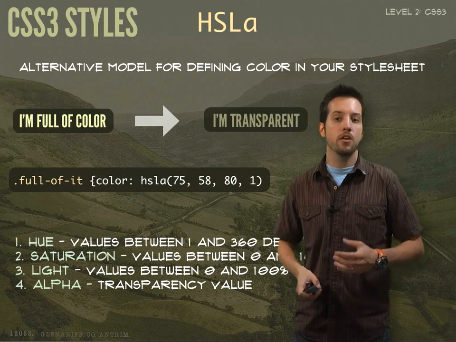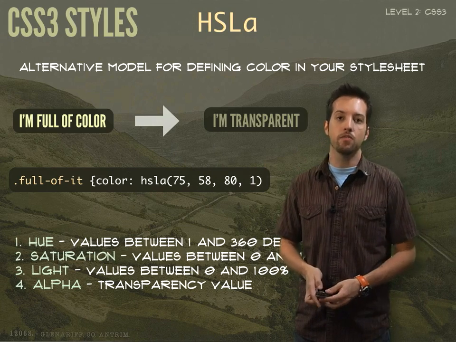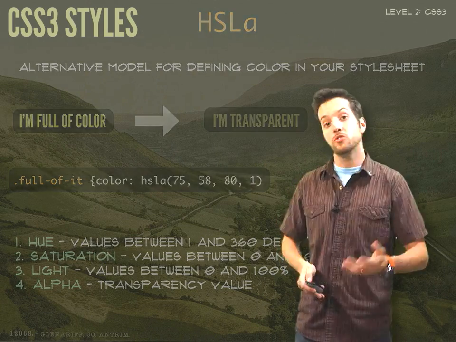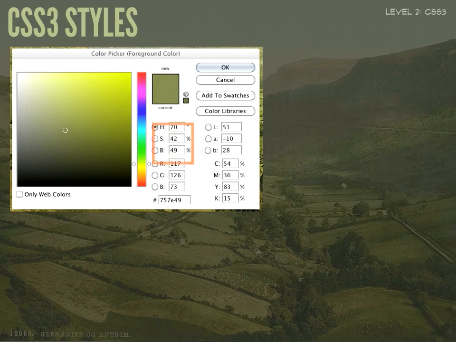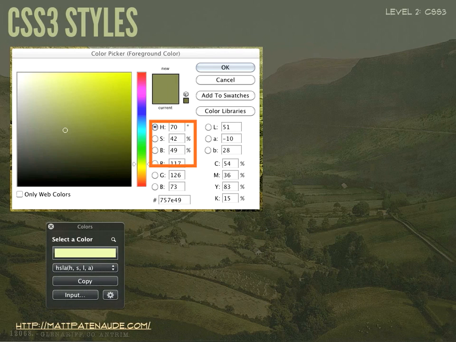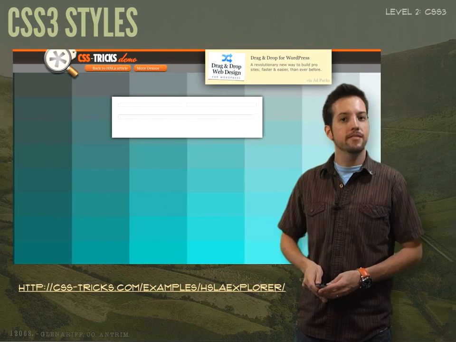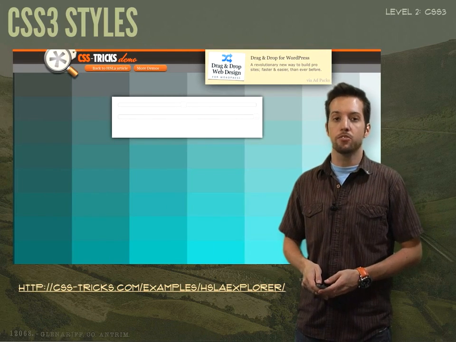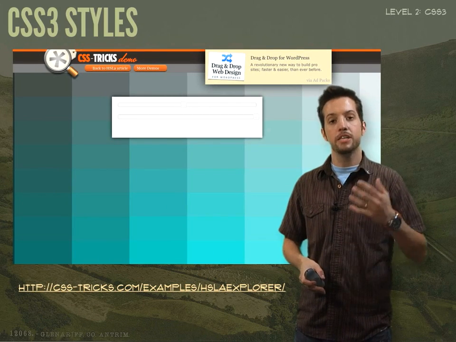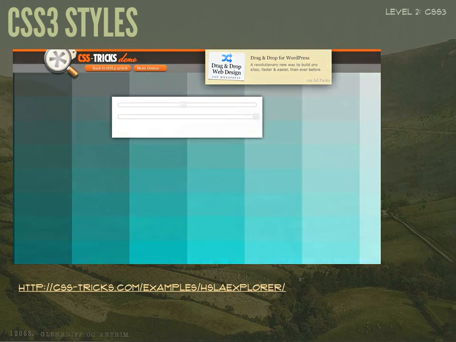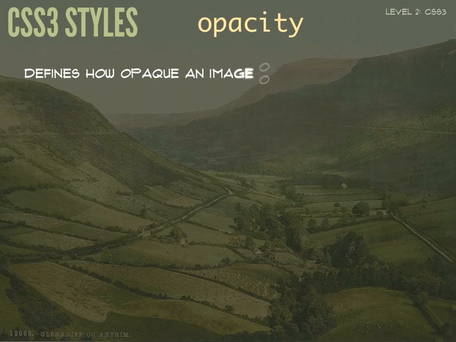Now, some of you may not know how to find the HSLA color values. Well, we can actually use Photoshop. In Photoshop, we can pull the HSB values, but sometimes these aren't always reliable. I actually like to use Matt Pattenoud's Colors app, which you can pull the HSLA values directly and import them into your style sheet. Or, Chris Coyier has a pretty slick interface called the HSLA Explorer, which allows you to pull HSLA values directly. Next, let's move on to the opacity property.